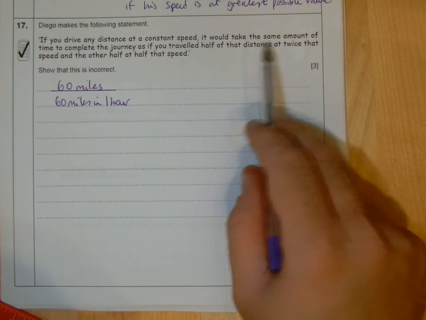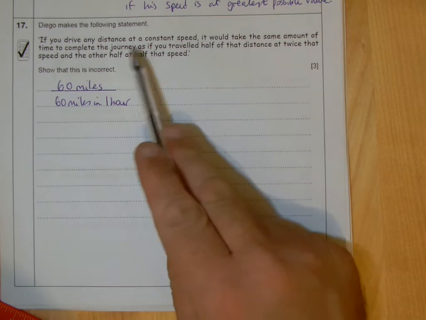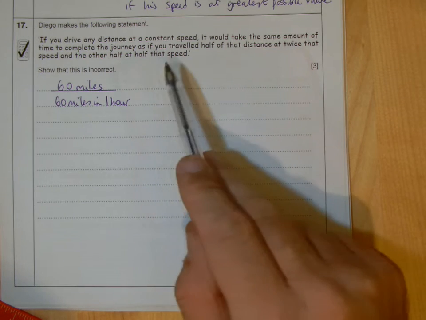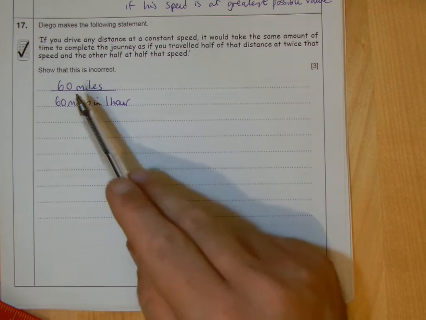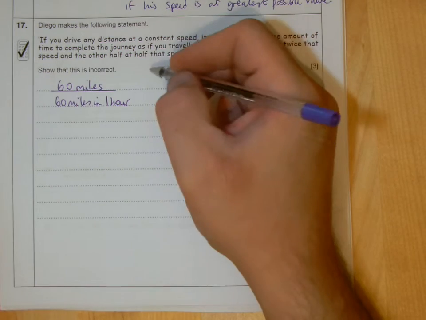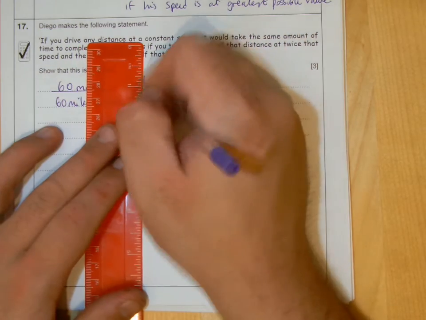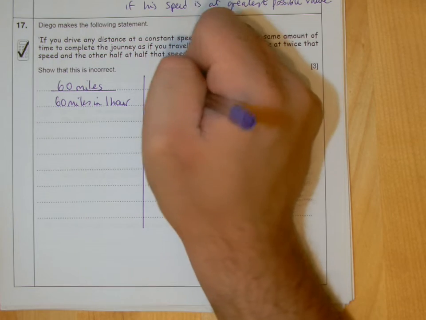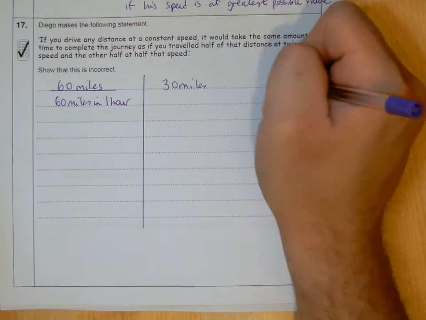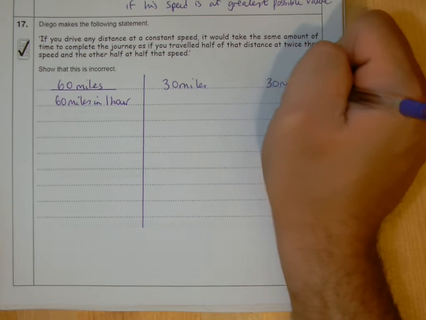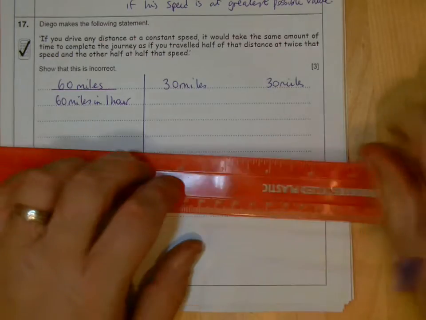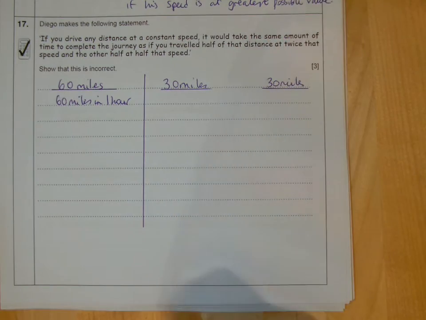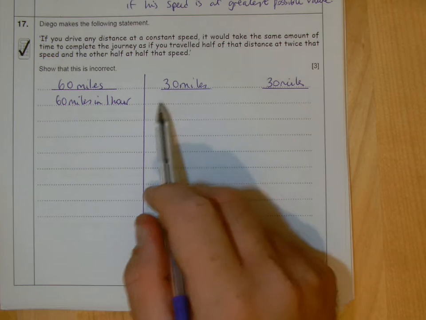So it's saying then this would take the same amount of time to complete the journey as if you travelled half of that distance at twice the speed and the other half at half that speed. So half that distance is going to be 30 miles. So let's look at splitting this distance of 60 miles now into 2 halves of 30. And we're going to show then that actually it's false. It's going to be different times.